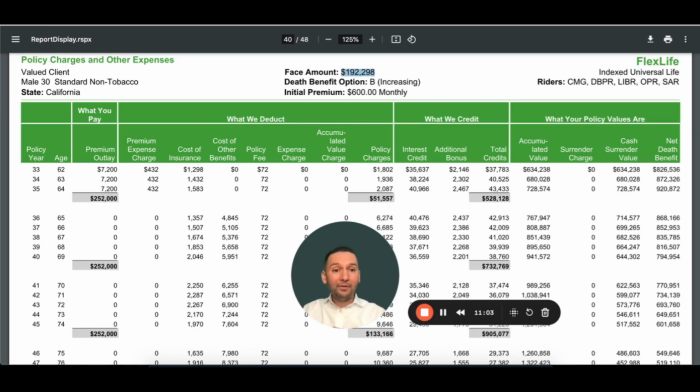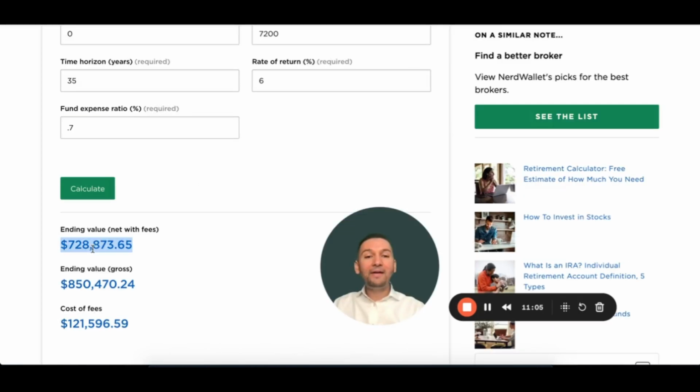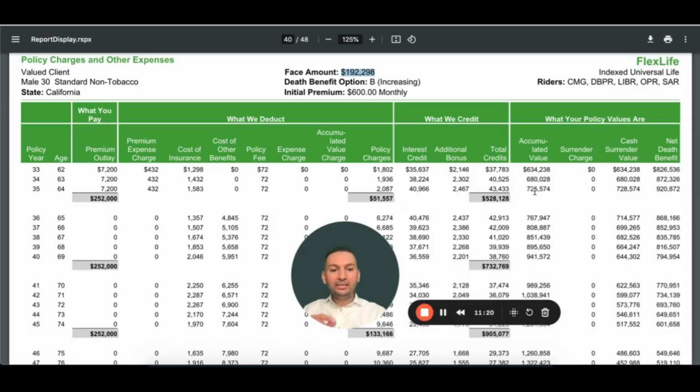And on top of that, this one right here has not factored in taxes. So let's say you're still paying 20, 25, 30, 35% taxes. Let's say 15%, 18%, whatever it is. This 728 is still going to be less than this 728. Why? Because this you get to receive tax free.